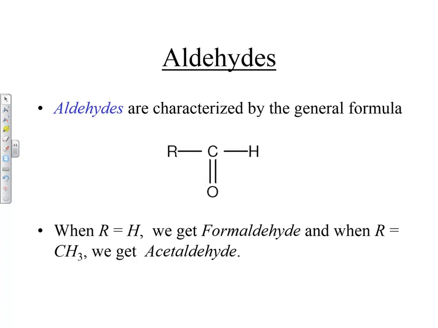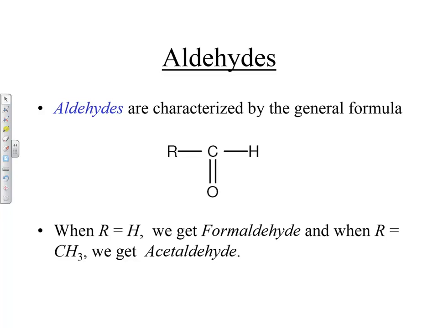Okay, any questions so far? So now we move on to the next class of organic compounds that contain carbon and oxygen. These are called aldehydes, and they are characterized by the general formula R, C double bonded with O and H. This group, C double bonded with O and H, is the aldehyde group.